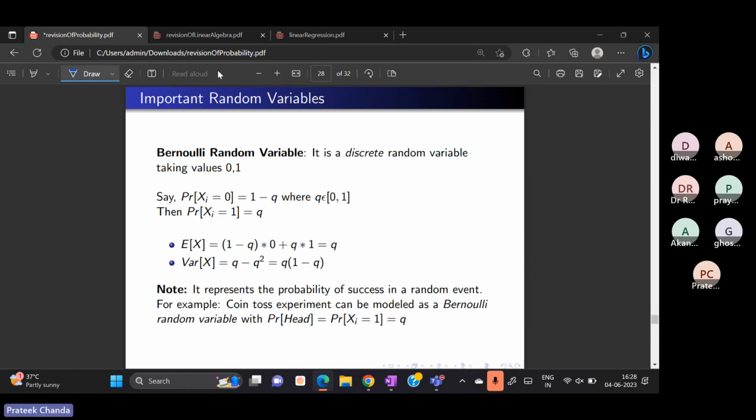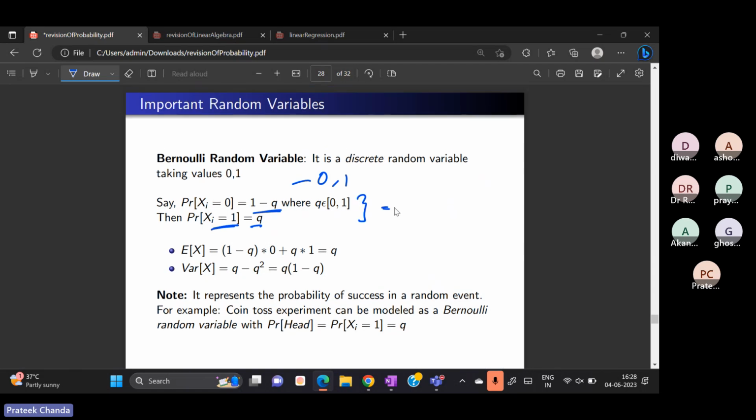The next thing is some of the important classic random variables that many of us have already seen, and that we'll be using in future, like Bernoulli random variables. It's a discrete random variable, and it can take only two values, 0 and 1. So the probability of xi equal to 1 is q, and the probability of xi equal to 0 is 1 minus q, because my summation is always equal to 1.